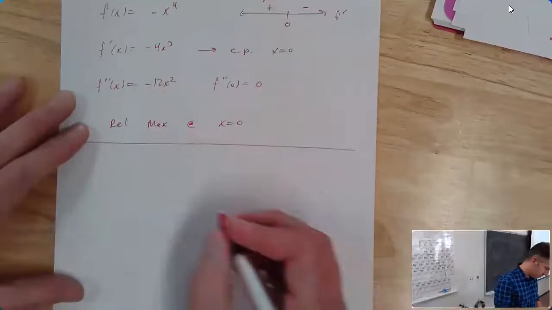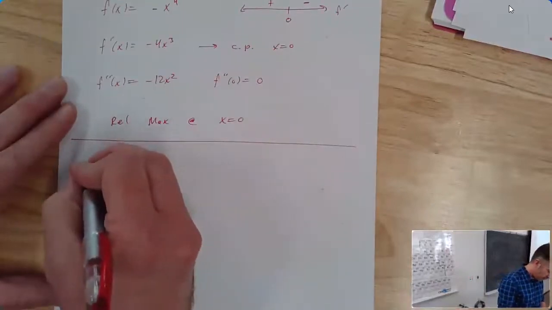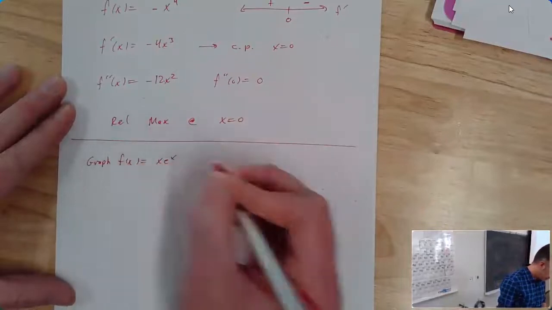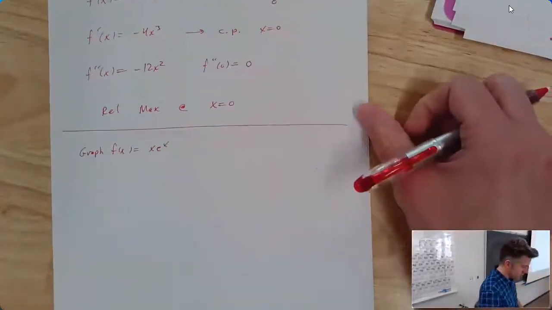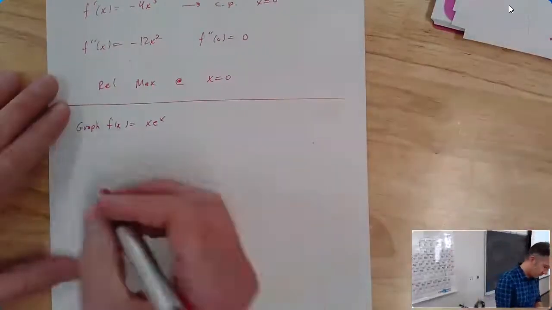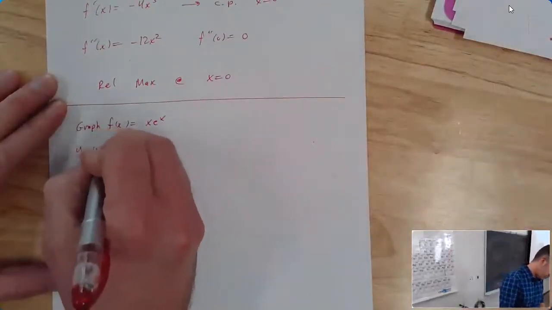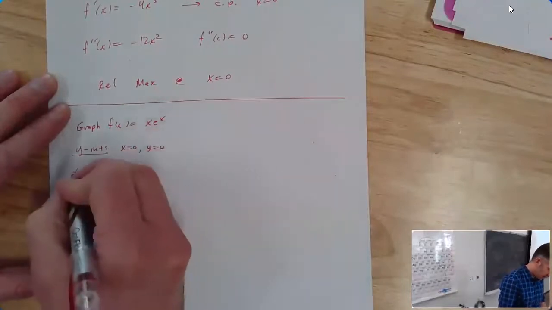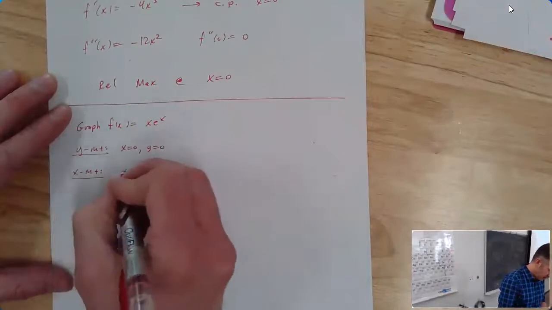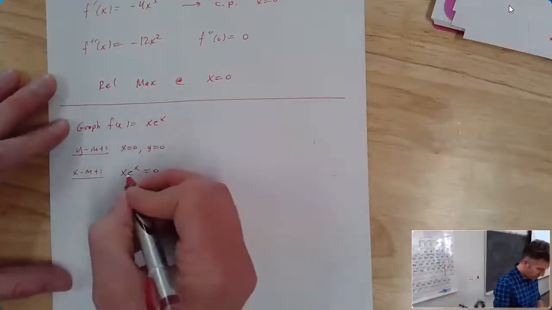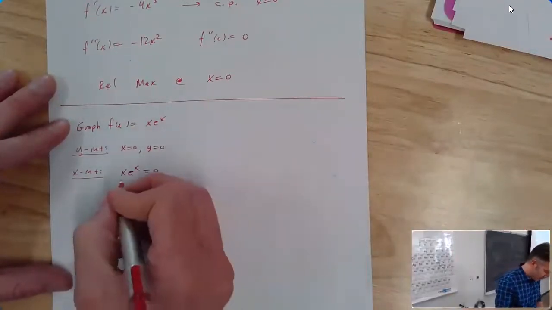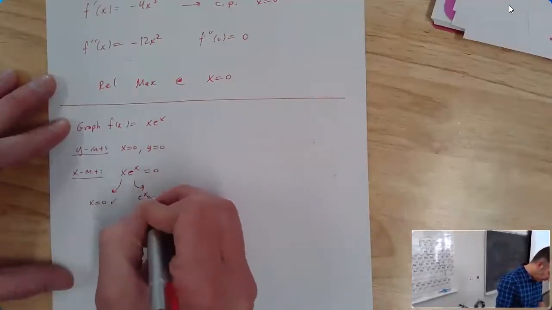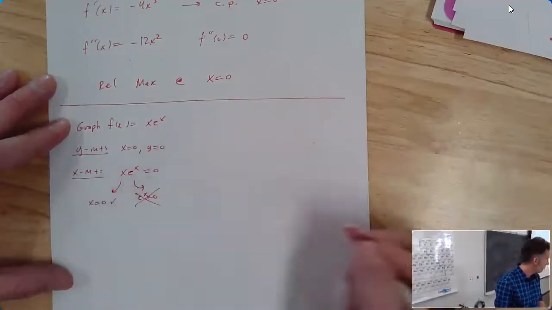I got time. So let's say we want to graph f of x equal to x e to the x, including all of the usual things. So y-intercept, x equal to 0, y is going to be 0. X-intercept, set the whole thing equal to 0. Be careful. People, when they do this, often like to set each factor equal to 0. So you get x equal to 0, great. Or you get e to the x equal to 0. Not great, because there's no solutions there.